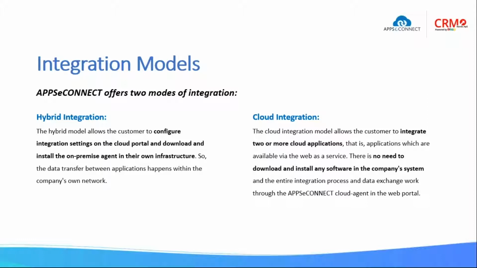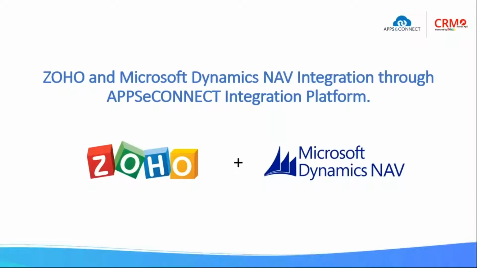So that's why our integration models are also different for different kinds of architecture or different kinds of environment which customers have. If the customer is using NAV and Zoho both on cloud, then we have a complete cloud-based integration. If the organization is using Zoho CRM as a cloud application but NAV as an on-premise application, then we have a hybrid model as well, where there will be an on-premise component within the NAV ERP server. So since we are connecting different architectures in different environments, AppSeConnect has different delivery models. During implementation, we follow the delivery model as per the organization's architecture and environment. So now we will move to a live demo of Zoho CRM and Dynamics NAV.